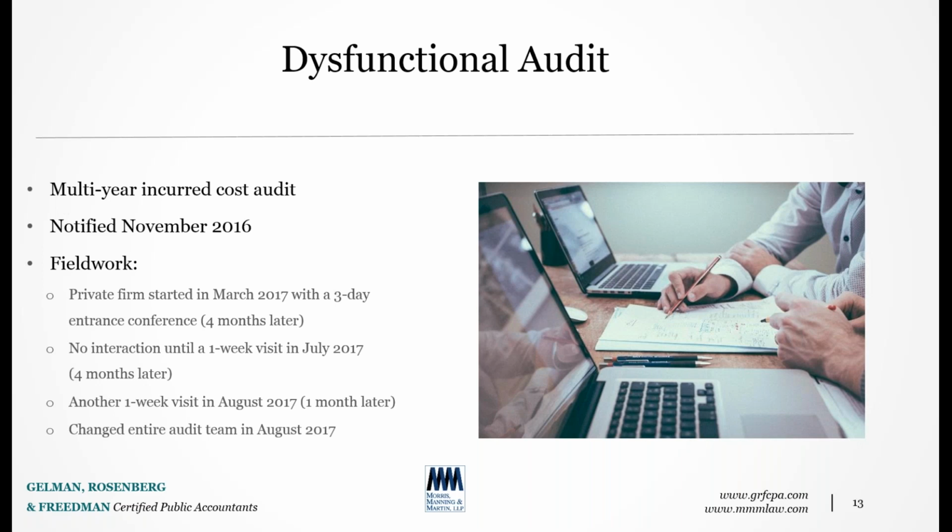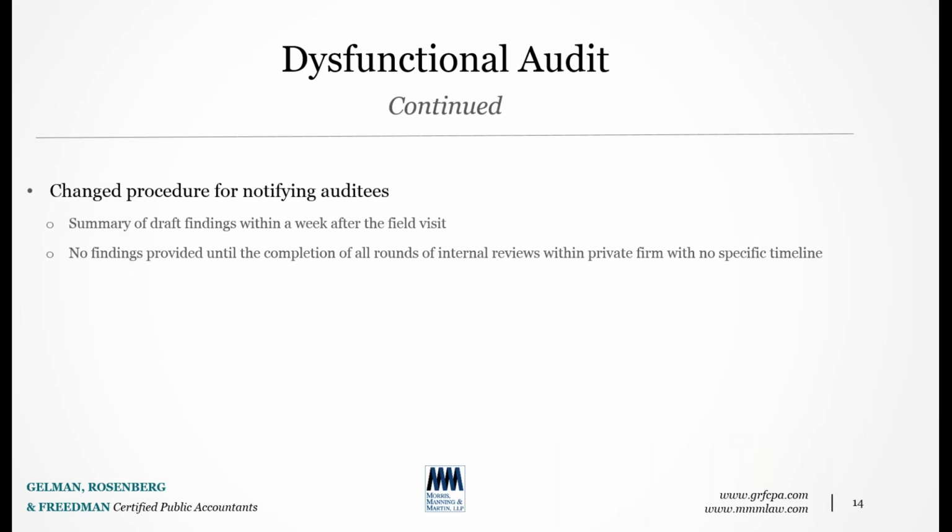So there was less interaction until a week visit in July, 4 months later, and then another week visit in 2017. So based on what I recollect, after this 2 weeks and 4 days, so almost 3 weeks, well, 2.5 weeks of field work, when they came back in August, the entire team was changed. The only thing that would make sense, hopefully, is if they had a 5-year audit, the 3-year was done by one group, and then the next would have been the 2-year, but you don't know.